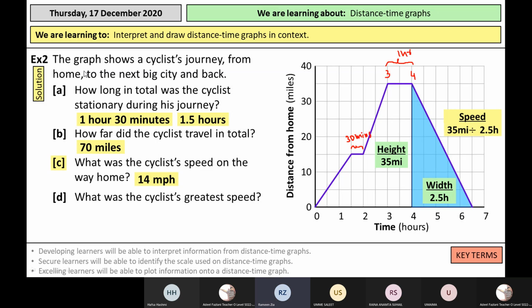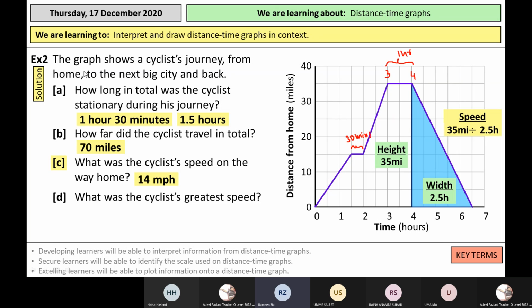Yes, sir. Speed is distance upon time. So the total distance covered was 35 miles, and the time was from 4 to 7 hours, which when we subtract them is 4.5 hours. Oh sorry, the time is 6.5 and 4. So the width will be 2.5 hours, and we will divide 35 by it. So the answer will be 14.